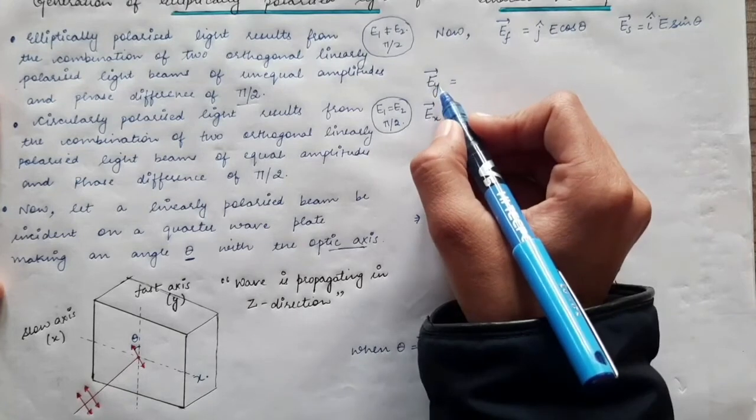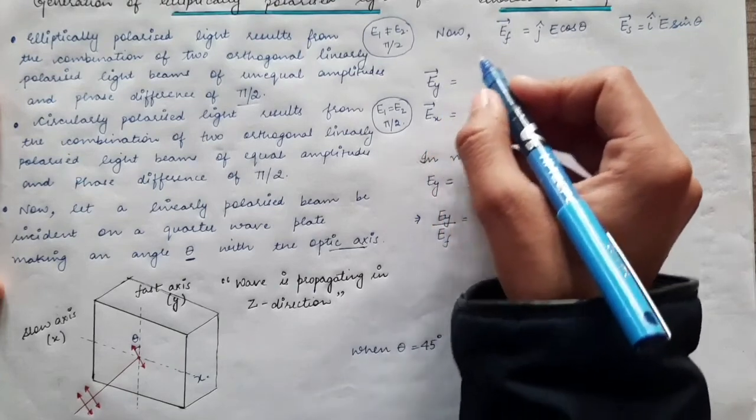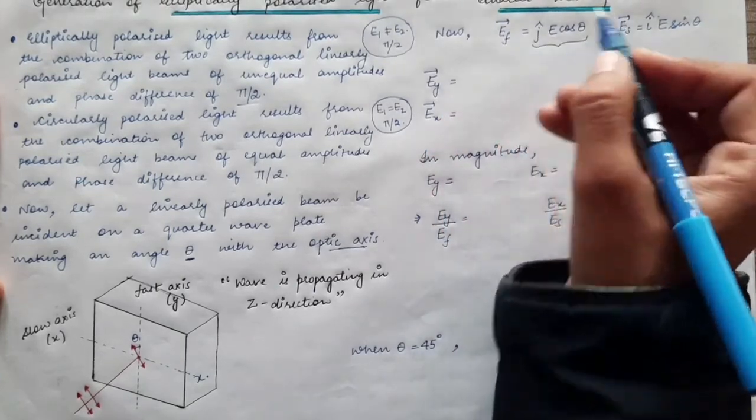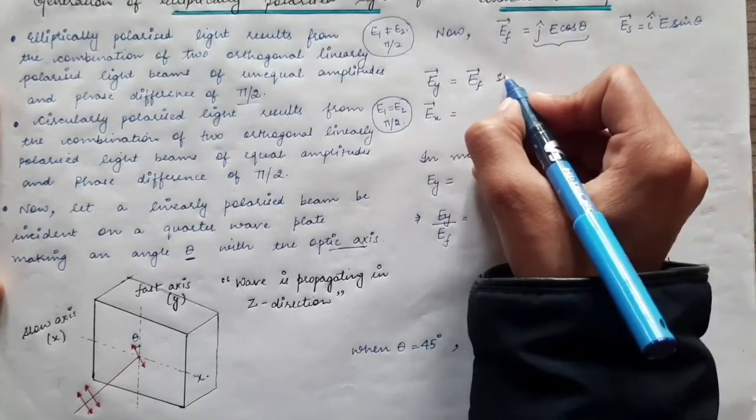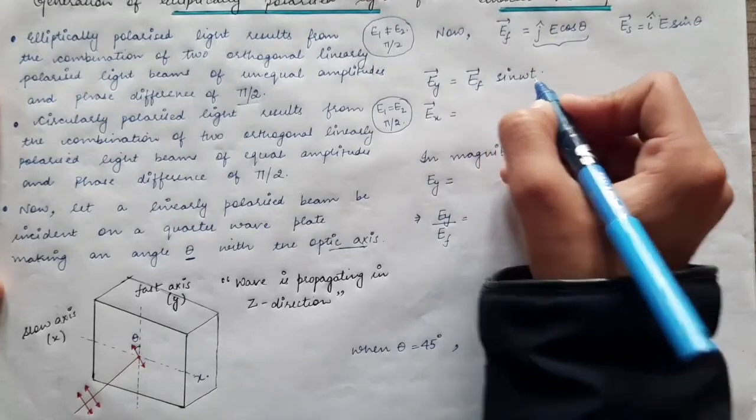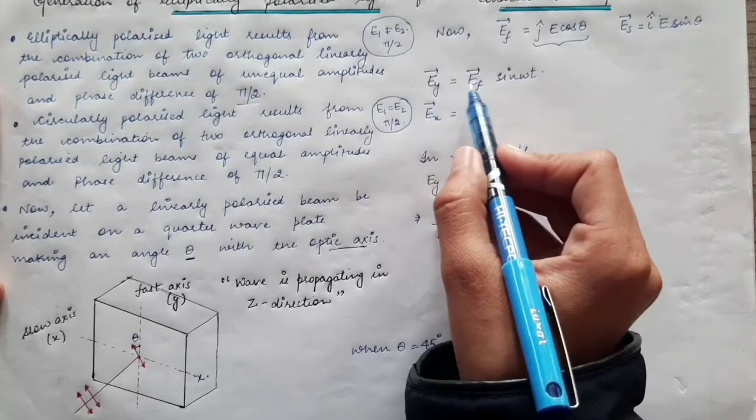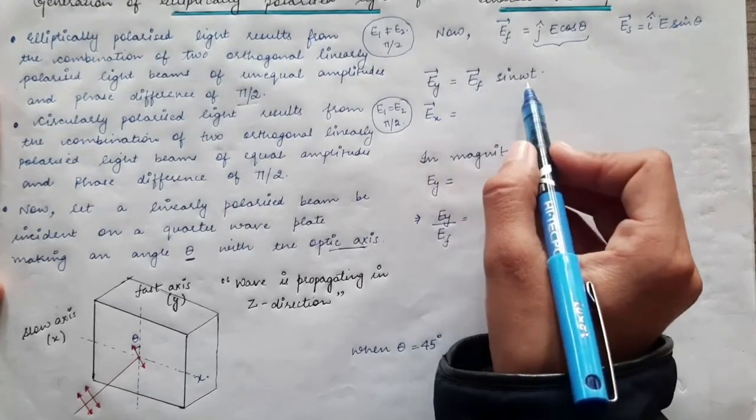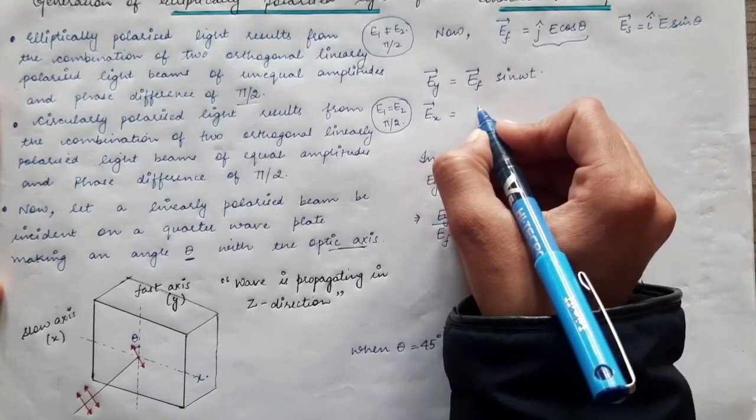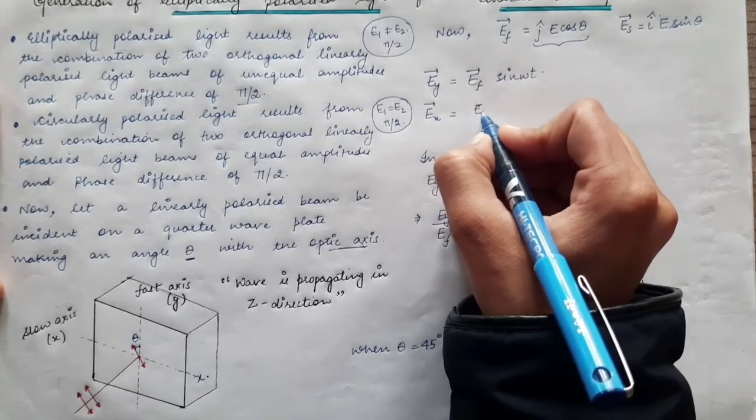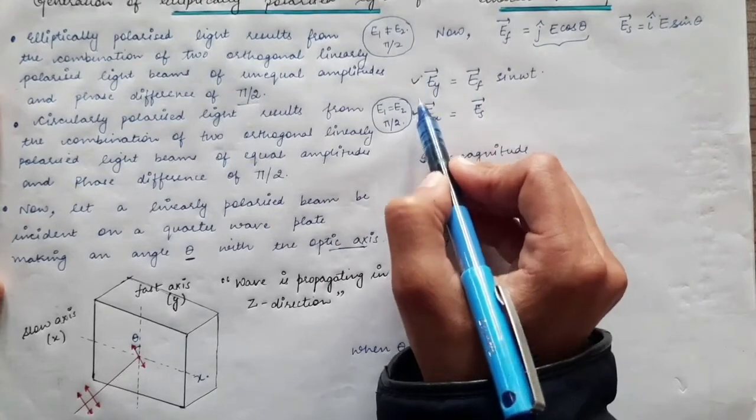So what will be the total net electric field along the y-axis, which is the fast axis? It will be equal to E_F vector into sine of omega t. They are sinusoidal functions, so they change with time. So the actual electric field along the y-axis, let's say we write it as E_F vector into sine of omega t, and the electric field component along the x-axis will be equal to E_S vector.